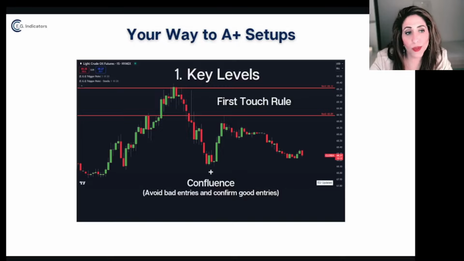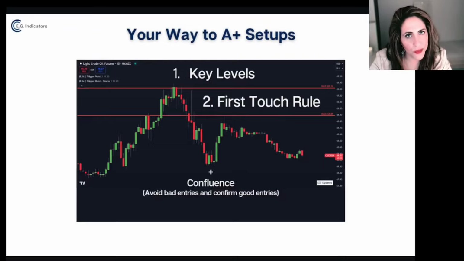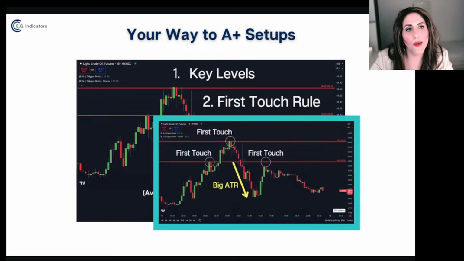These are price points expected to drive the market reaction, like our trigger points. And thus, understanding the price action and identifying A plus setups becomes much easier. So the first is key levels. The second is understanding that statistically the market tends to bounce back when it reaches significant price levels for the first time during the current trading day. Then you complement these two building blocks with a confluence method.